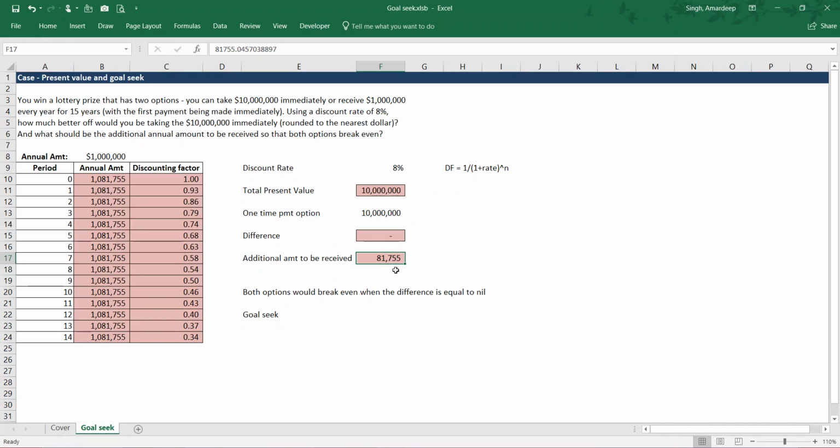Alright, so just to summarize, we typically use goal seek functionality when we have to achieve a desired output by changing a single input. In this case, that desired output was the difference cell, and that desired output was to be made equal to 0, and the input cell which had to be changed in this case was the additional amount to be received. Alright, so I hope the goal seek functionality is clear to all of you, and you're able to also understand in what all situations we use goal seek functionality.